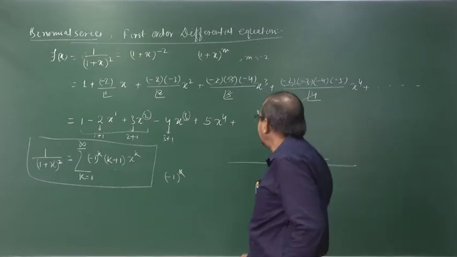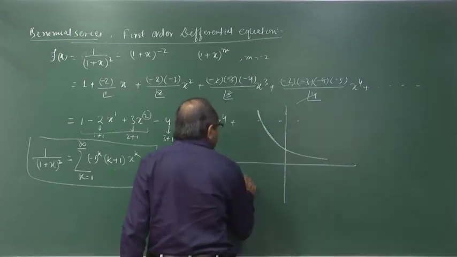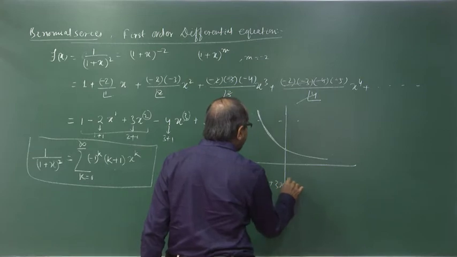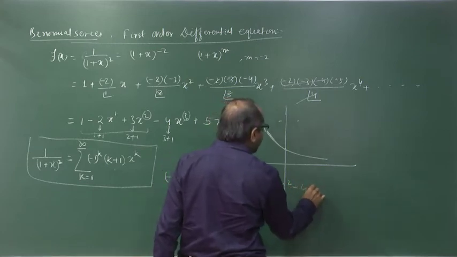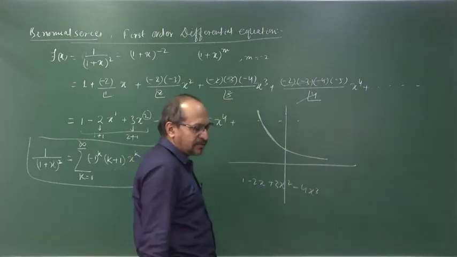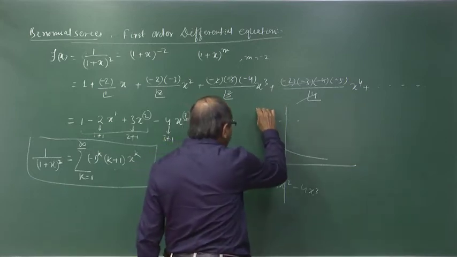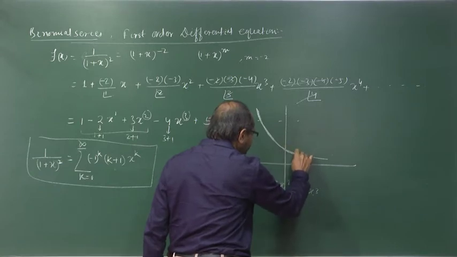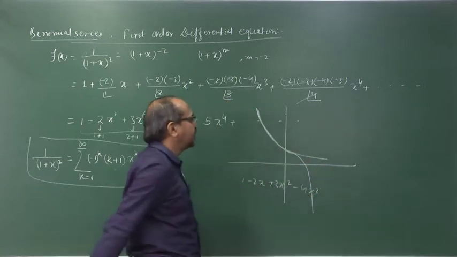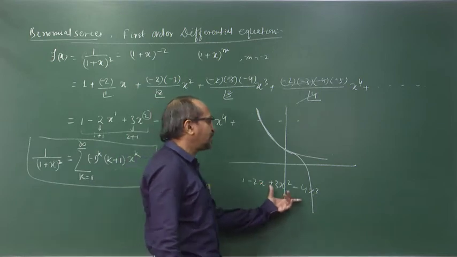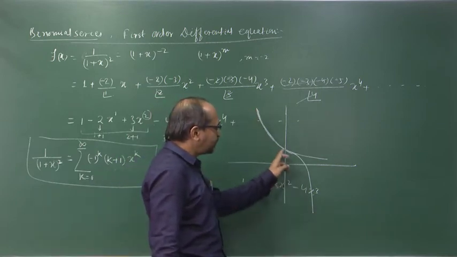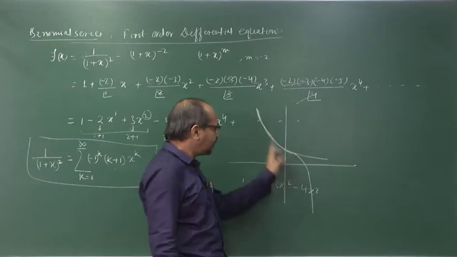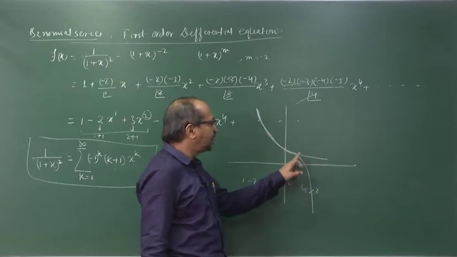And suppose in this binomial expansion we only take 3 terms, a polynomial of order 3, or say we take 4 terms. If we plot 1 minus 2x plus 3x square minus 4x cube, then the curve will be like this. So, up to 4 terms in this power series, our approximation is up to this point. I mean the curve matches with the original curve up to this point.